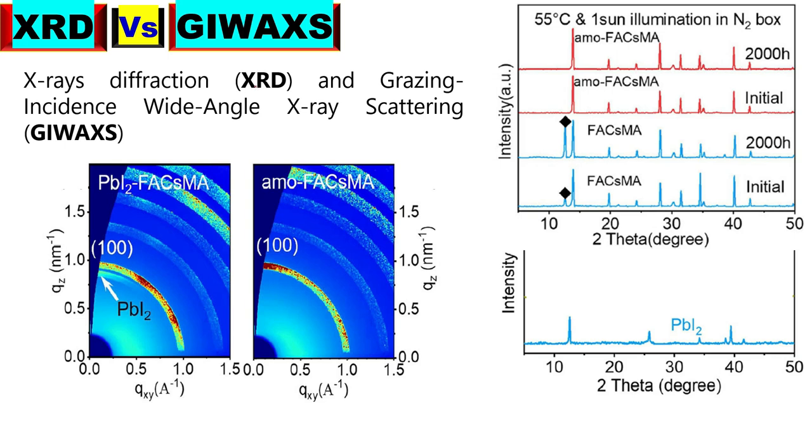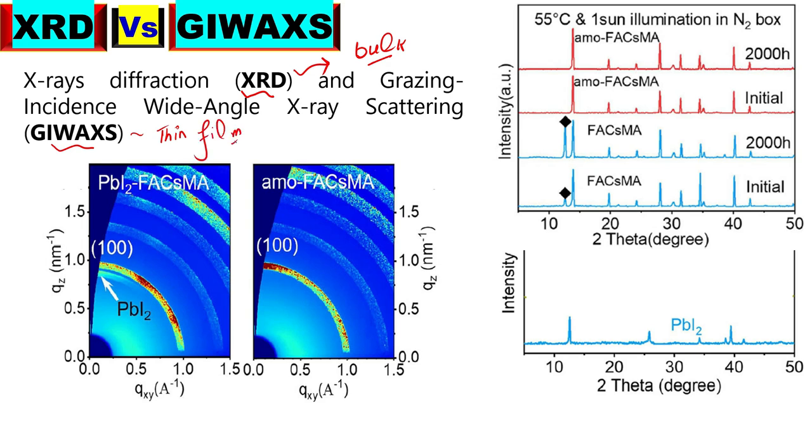What are the key differences between XRD and grazing incident wide angle X-ray scattering? Both techniques are used for structural analysis. XRD is basically used for bulk material. This is the key difference, while this technique, which is a specialized technique, is used for thin film.